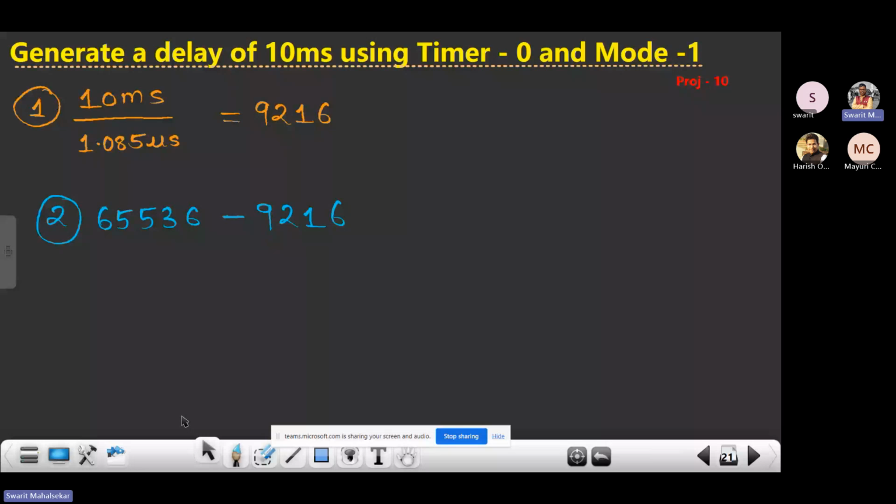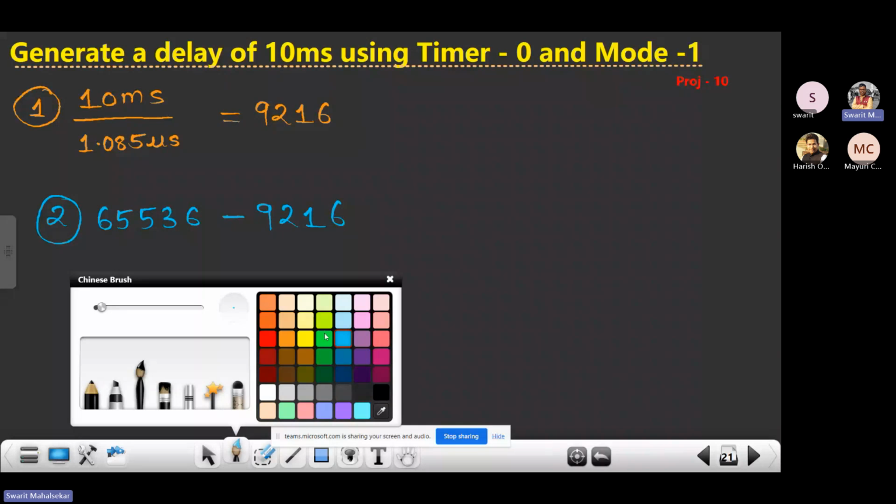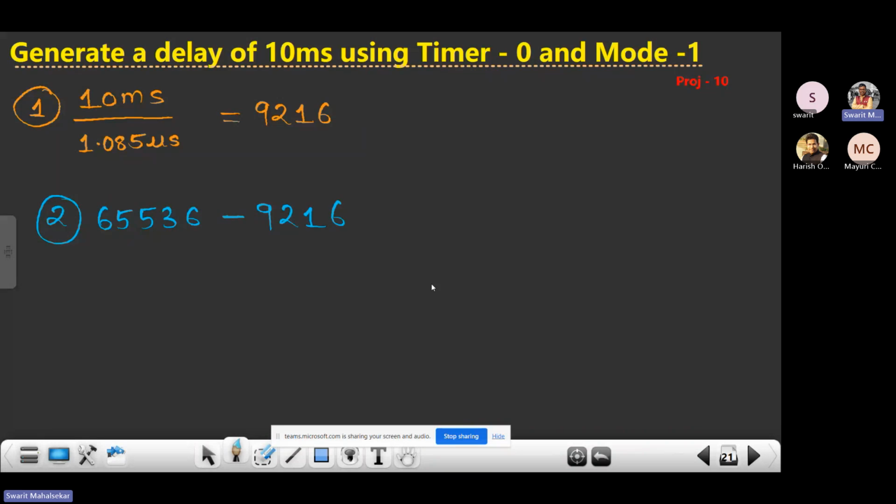Yes, sir. Okay. So the value that we will get from this particular calculation will be equivalent to this, that is 56320. So this is the decimal value which we are getting.